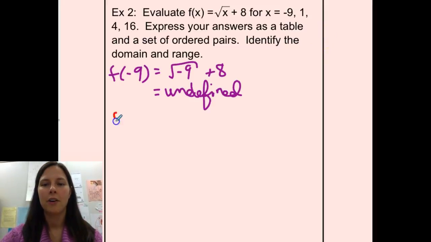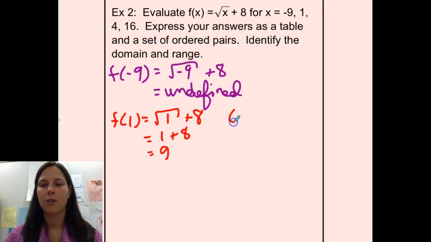We have f of 1. The square root of 1 is 1, plus 8 is 9. So we get the ordered pair 1, 9. I put x into the function, and I got 9 out of the function.